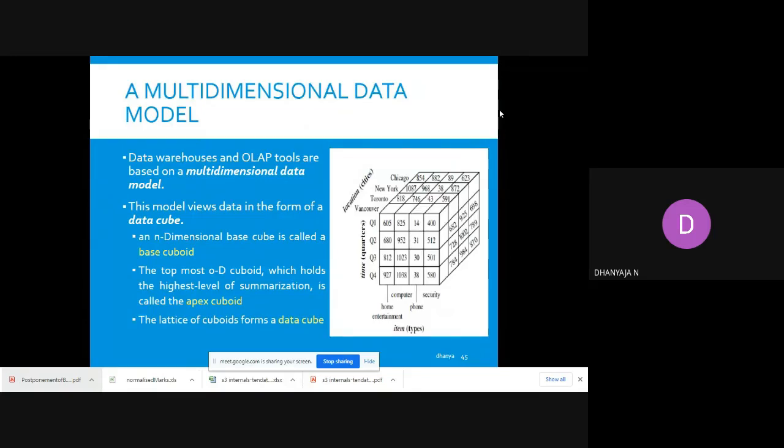So that's all for today. Next we will discuss the multi-dimensional data model in the next class.